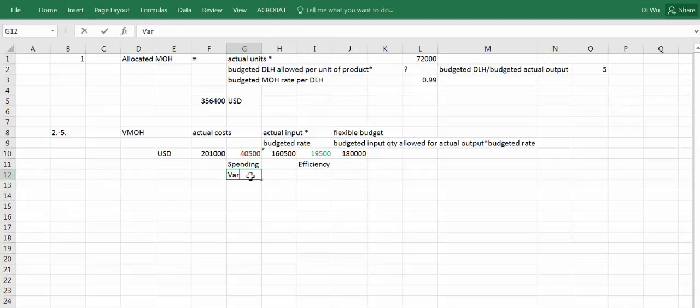Now we have the problem resolved here for the spending variance and efficiency variance. So that's what we have here for the variable manufacturing overhead. Now we're going to talk about the fixed manufacturing overhead. The fixed manufacturing overhead is very interesting. It's very different. We are going to talk about spending variance and production volume variance. Keep in mind that the variable manufacturing overhead does not have production volume variance. The fixed manufacturing overhead does not have efficiency variance.